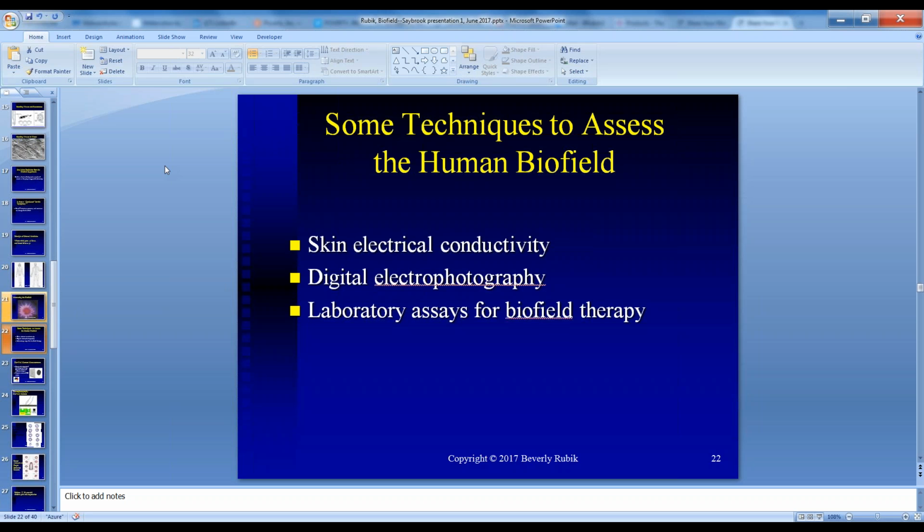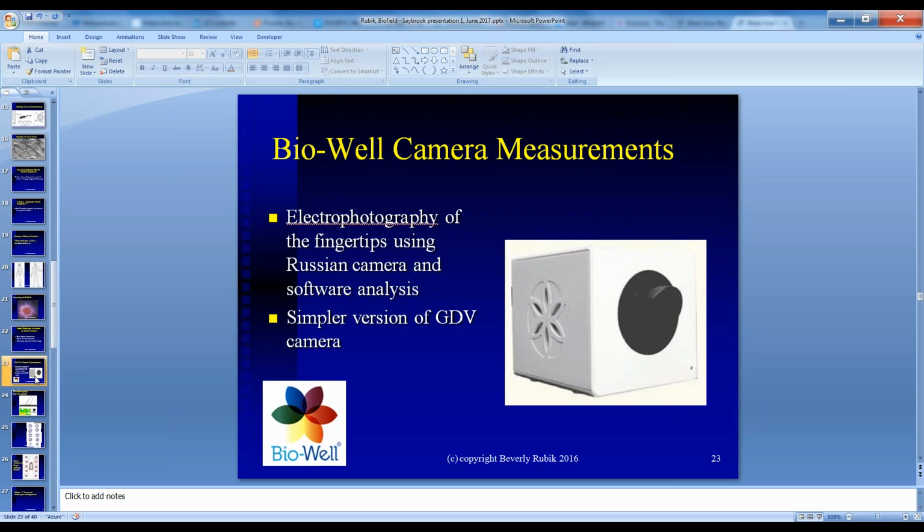I'm going to talk today about digital electrophotography, and there are other things that my laboratory has done that we don't have time to discuss today. But let me tell you about one such device, and it is called BioWell. It's a type of camera that permits you to image each fingertip by charging the fingers.